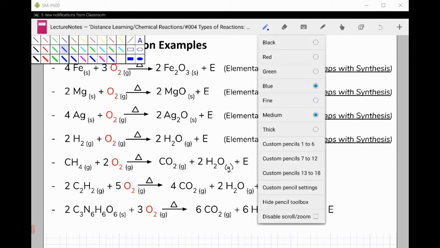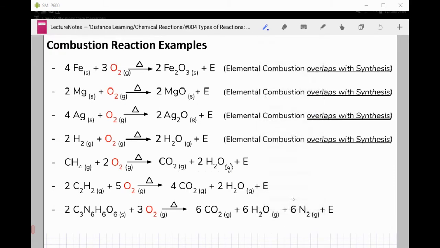Now, in the first couple examples up there, we have iron, magnesium, silver, and hydrogen. All of those are examples of combustion reactions where we don't have a hydrocarbon. Instead, we have a single element. In the first three cases, we have a metal. In example number 4, we have hydrogen gas, right, a nonmetal. All of those look very similar to the synthesis reactions we talked about last time, where that element is being oxidized and joining with the oxygen to form the oxide compound.